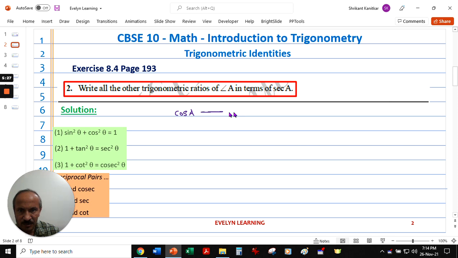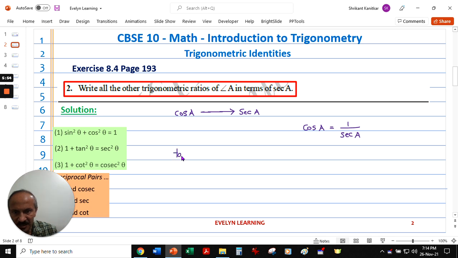I want to express cos A in terms of secant A now. There is hardly any work to do here because we know that cos and secant are reciprocals. Therefore, I will just say cos A is equal to 1 over secant A. That's all. There is nothing more to do. Cos A is equal to 1 over secant A. I have expressed cos A in terms of secant A.